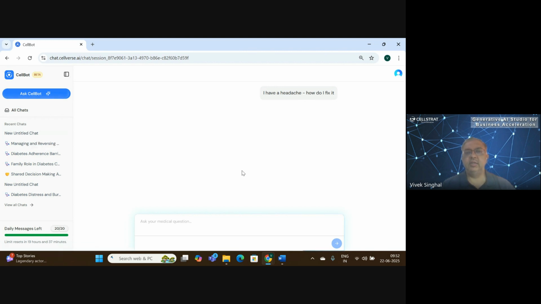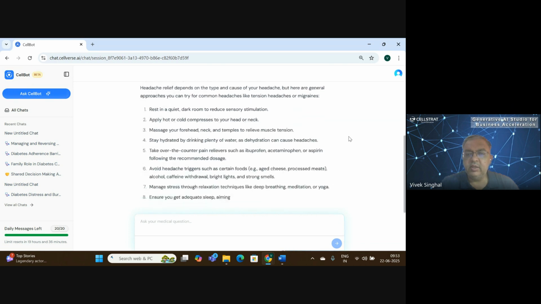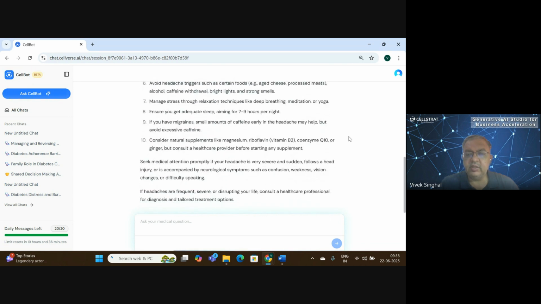So what this bot does is it basically mines specialized healthcare repositories such as PubMed, WebMD, NIH, as opposed to ChatGPT or Perplexity, which will scan the internet as a whole. And this will mine specialized healthcare repositories. So there's a thinking process. It shows you the thinking process. So the very first thing it did was it compressed my question. Let me just let it finish this answer.